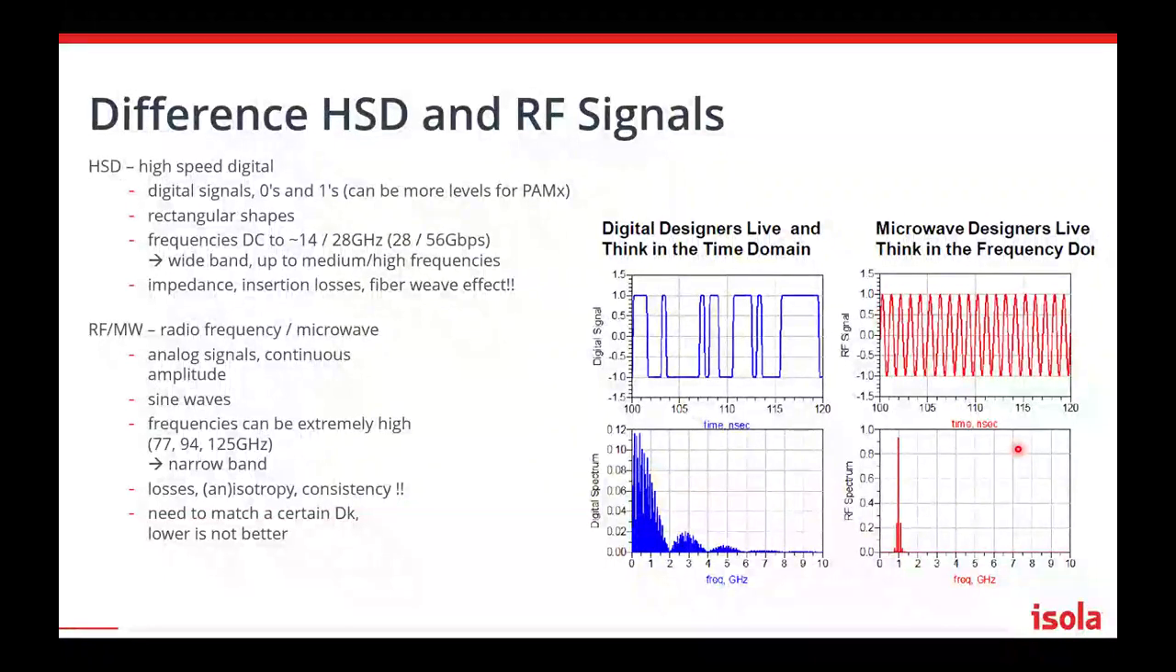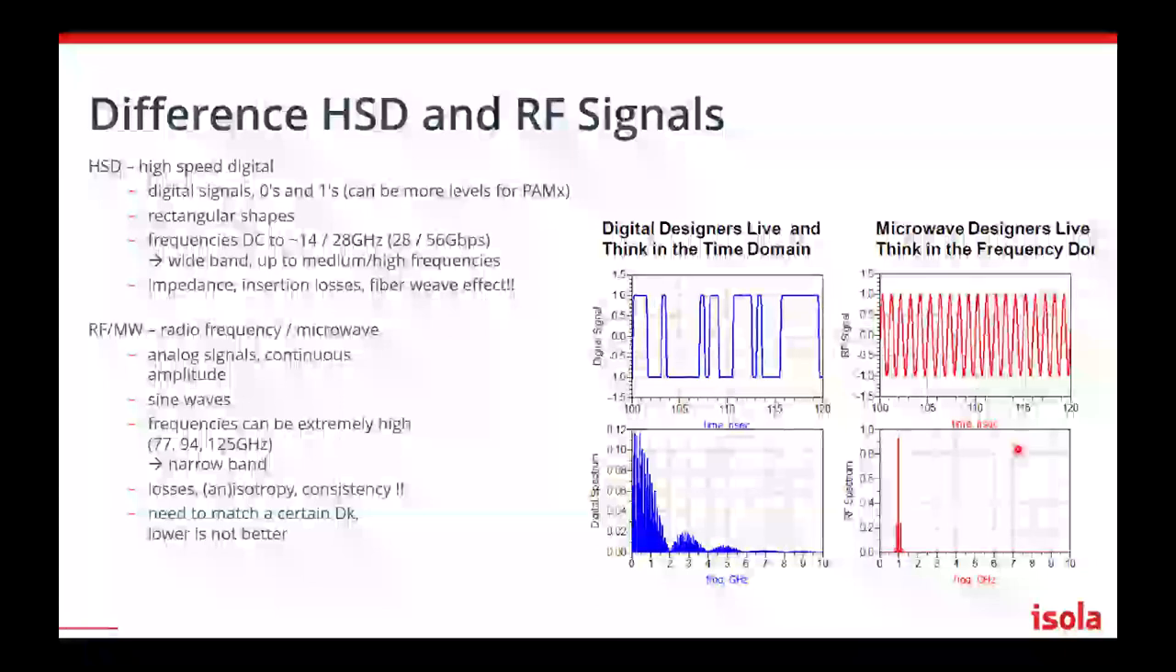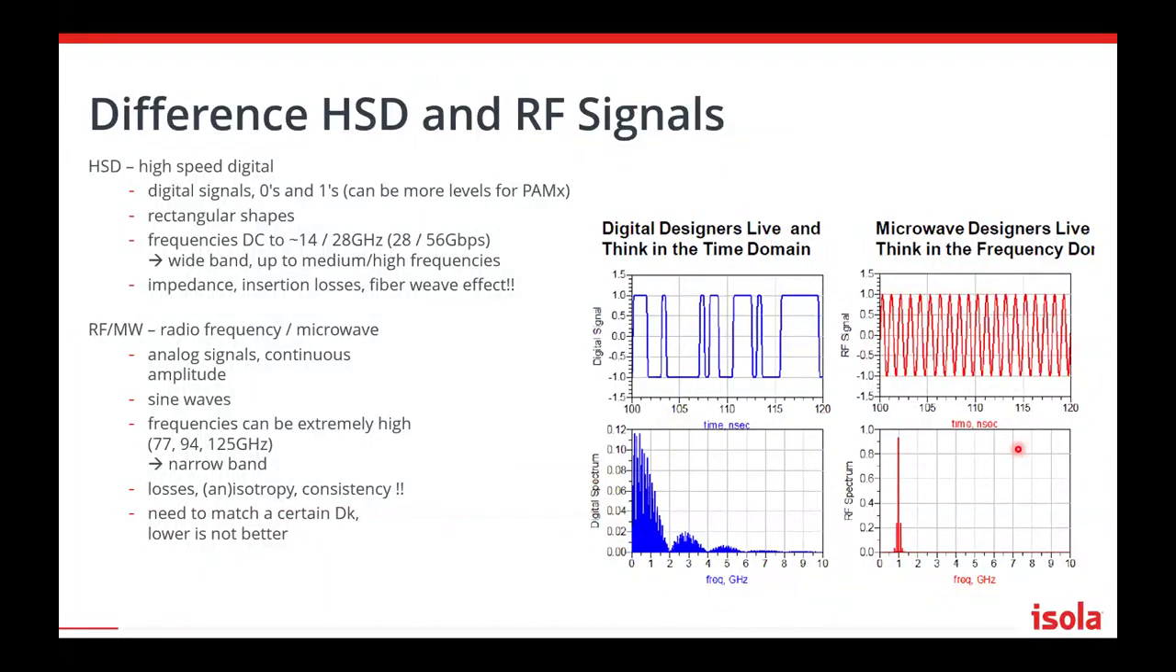On the other side, in RF microwave, we typically talk about analog signals, continuous amplitude, sine waves. Frequencies can be much, much higher. In automotive radar, for example, we are at 77 gigahertz. For sixth generation mobile networks, we will be even higher, probably even above 125 gigahertz. But we talk about more narrow band frequencies, not DC to the frequency we are interested in, as in the case of HSD. And designers are foremost, in my opinion, concerned about losses, anisotropy of a material, but very, very important to everybody is consistency. It's not so much about the absolute value, it's about consistency. And one very common requirement is to meet a certain Dk requirement, and it's not that low is always better. You need to hit the Dk that the design is asking for.